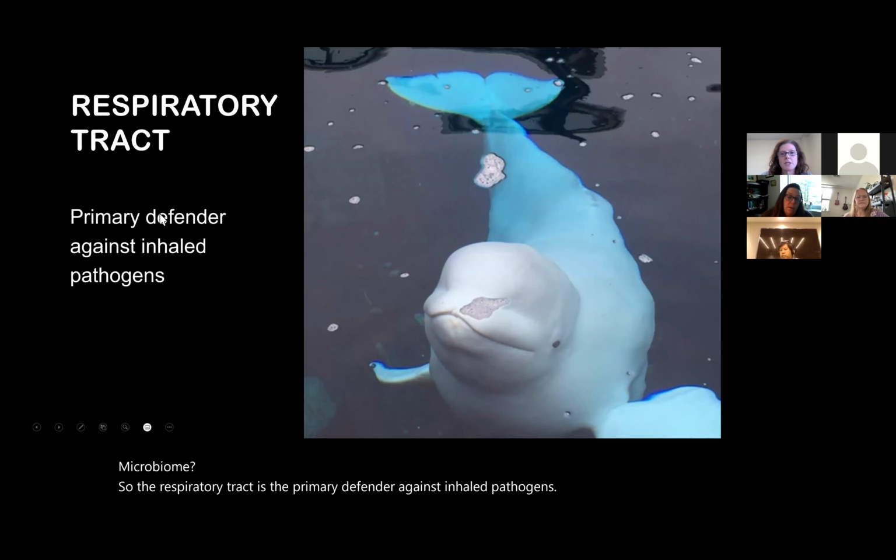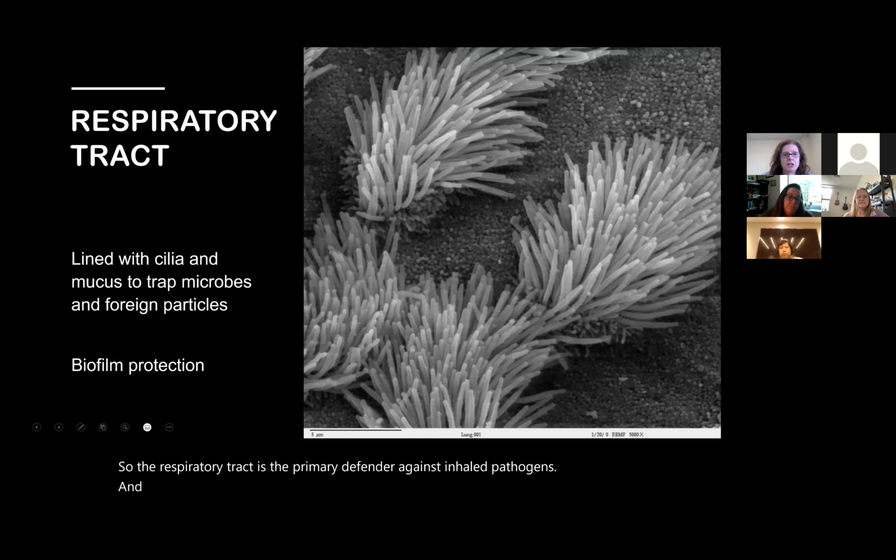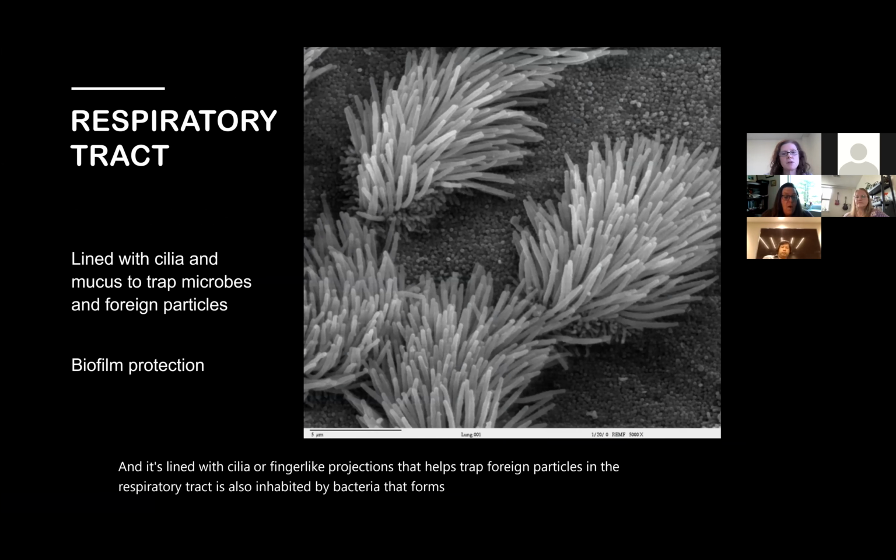And it's lined with cilia, or finger-like projections, that help trap foreign particles. And the respiratory tract is also inhabited by bacteria that form biofilms. So it forms this protective shield that also helps protect the organism from invading pathogens.